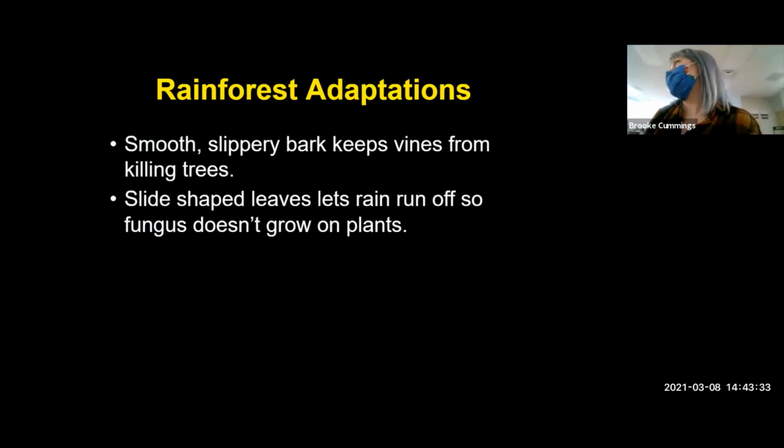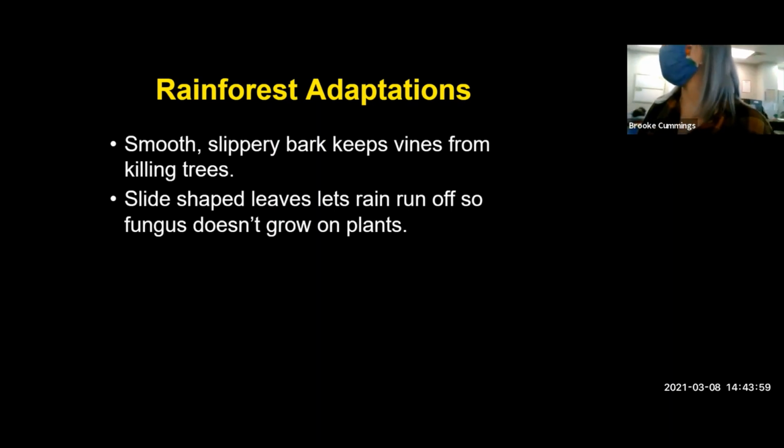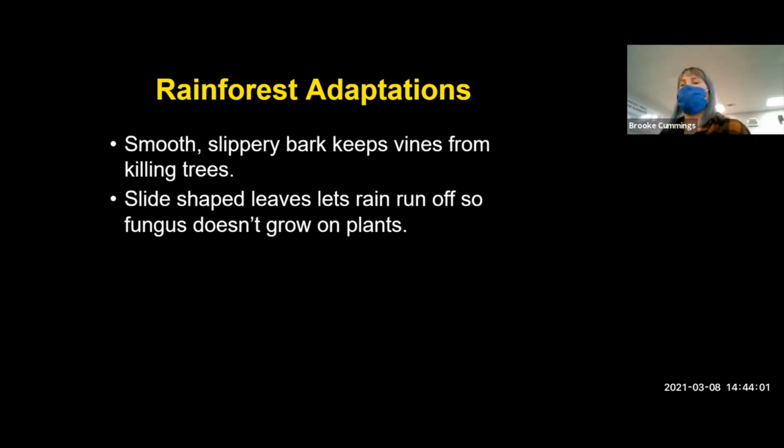Okay, and then we have rainforest adaptations. So bark that is meant to keep vines from killing trees. If the vines do get out of hand, it will kill the tree because it's preventing it from getting sunlight. And then leaves that are shaped in order for rain to just slide off of them, because they get a lot of rain and you don't want any rain sitting anywhere because it will develop fungus and mold.